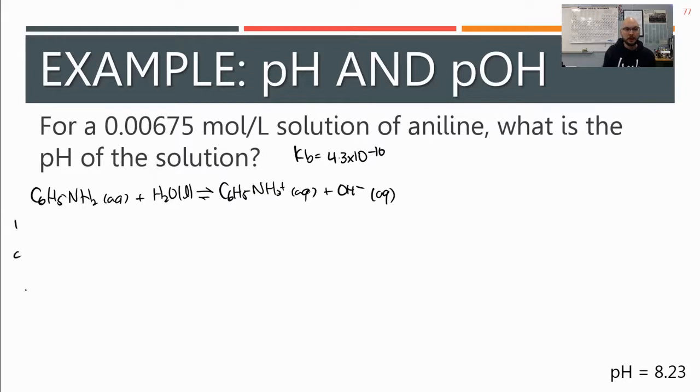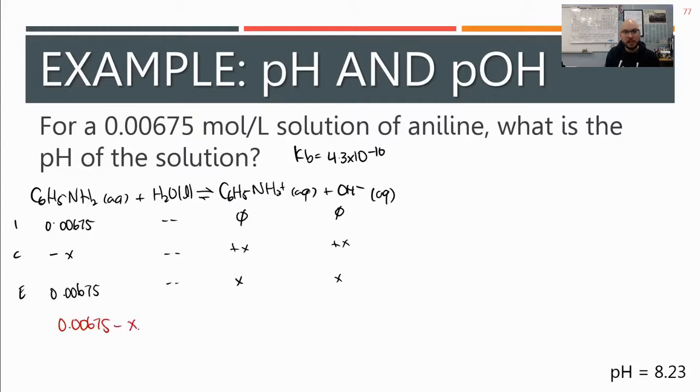So we're going to start by writing our ICE table. So this is 0.00675. This is going to be dashes. This is going to be 0 to start with, 0 to start with. This is going to be negative x, 0.00675. Dashes all the way down. We're going to increase by x, increase by x. So we get x and x. So we're going to make that same statement that we always do.